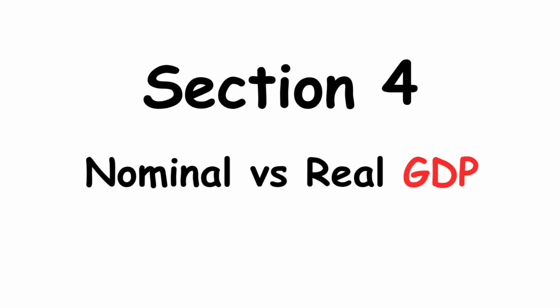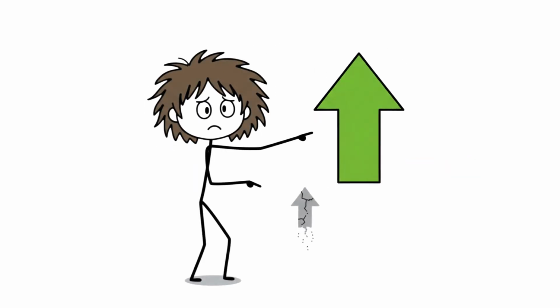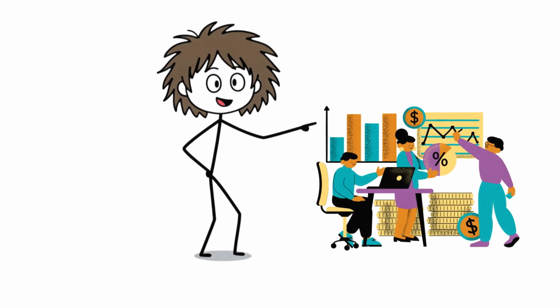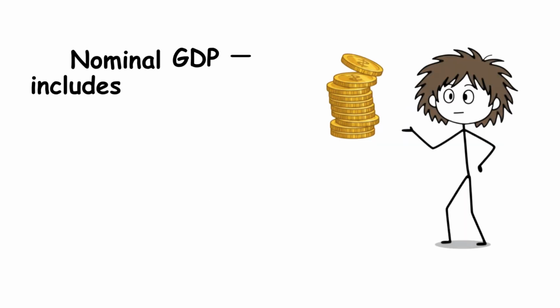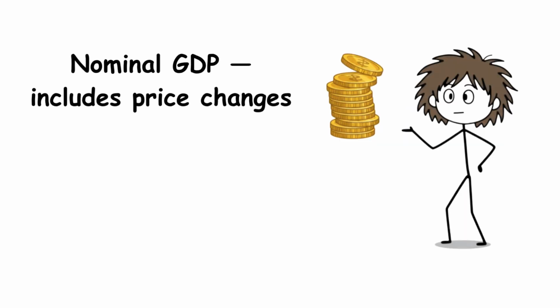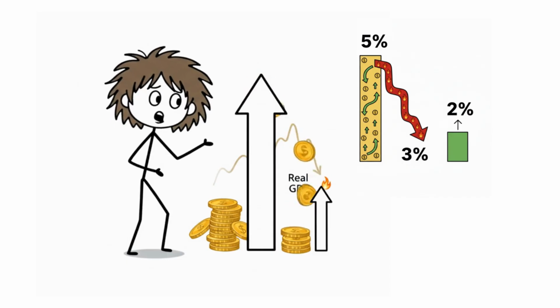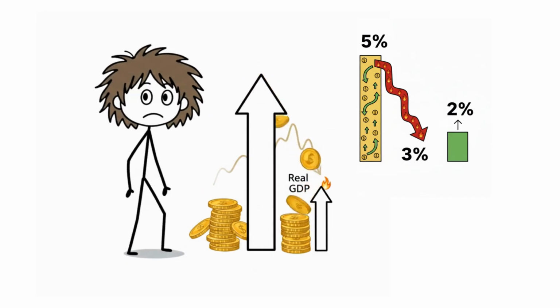Section 4. Nominal versus real GDP. Not all GDP growth is real growth. Sometimes prices just go up because of inflation. That's why economists use nominal GDP, which includes price changes. Real GDP adjusts for inflation to show actual growth in production. Example: if GDP rises 5% but inflation is 3%, real growth is only around 2%.